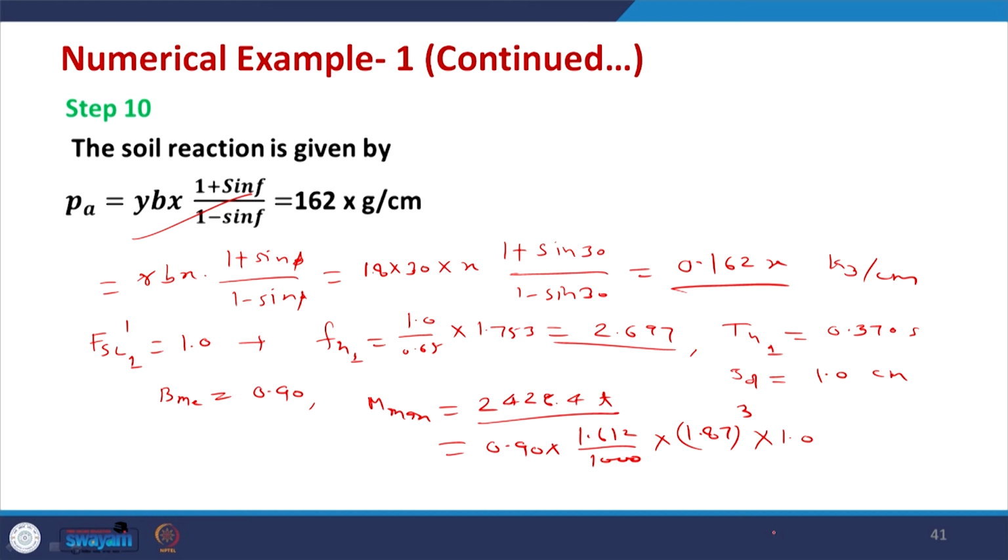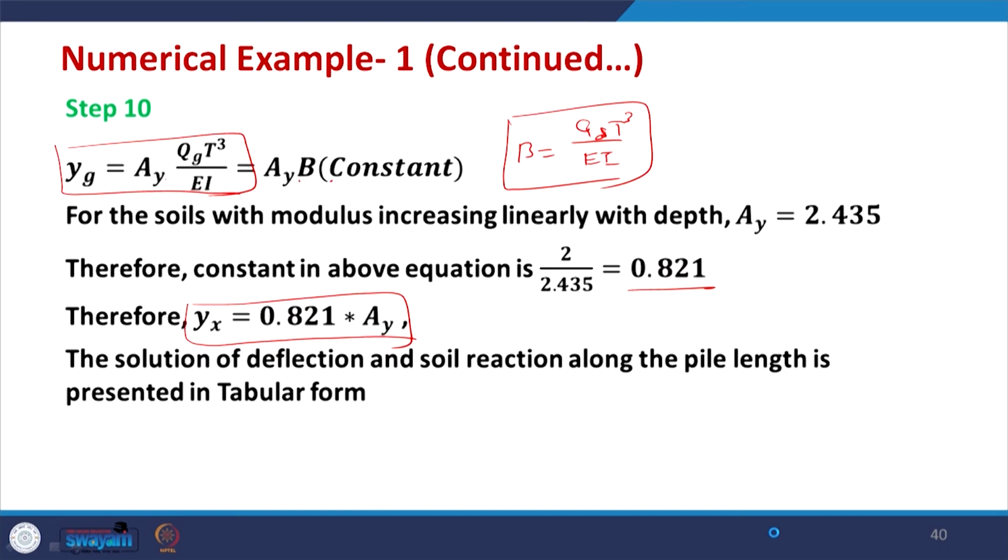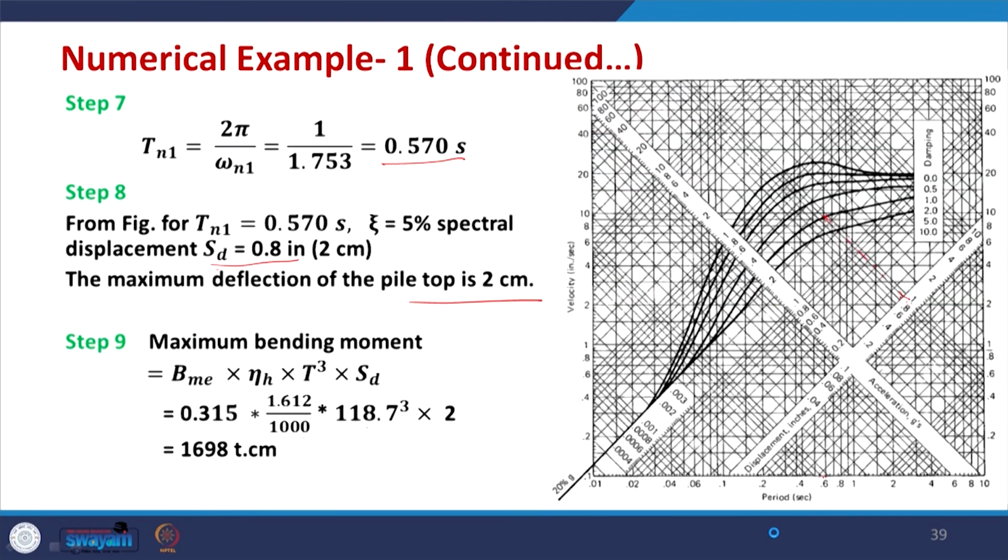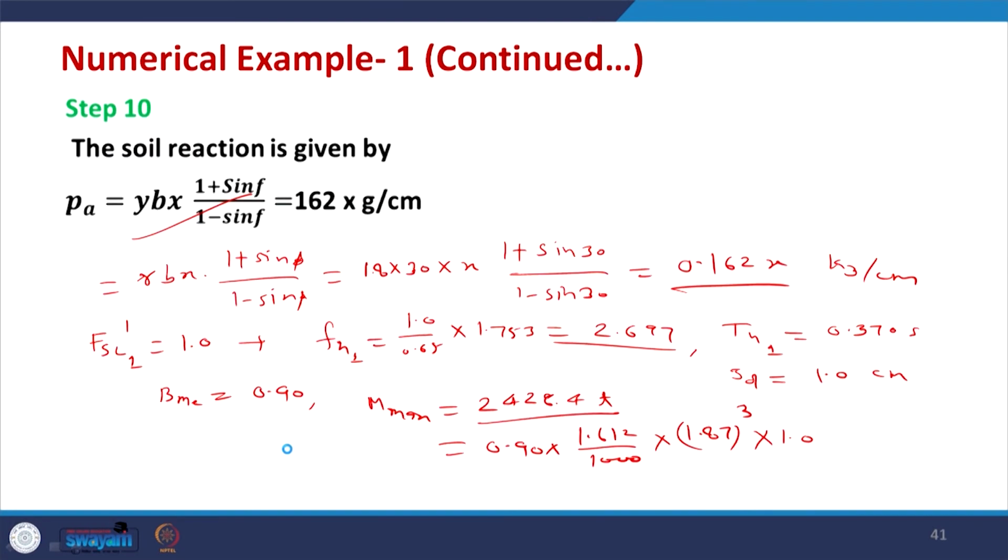If you compare with the earlier one, the maximum bending moment you got was 1698. But when you consider the fixed case, this number has increased. This was expected. When the pile top is free to rotate, it will be able to carry less bending moment, but when it is fixed it will be able to carry more bending moment. So this was the case, and we have shown it with numerical examples.